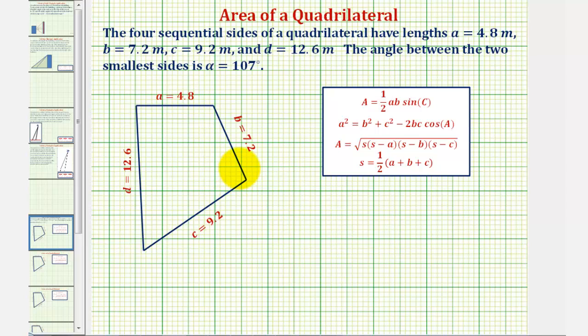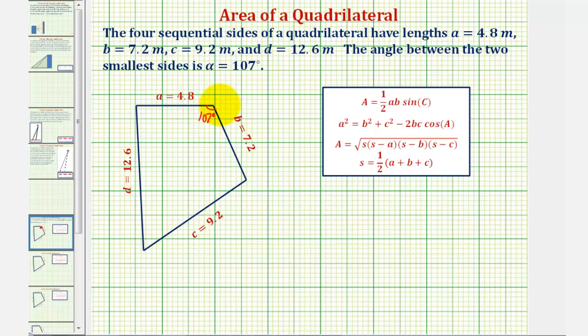We want to find the area of the quadrilateral that has sides of length 4.8 meters, 7.2 meters, 9.2 meters, and 12.6 meters, and the angle between the two smallest sides is 107 degrees. So looking at the quadrilateral, notice how A and B are the two smallest sides or shortest sides, and therefore this angle here measures 107 degrees.